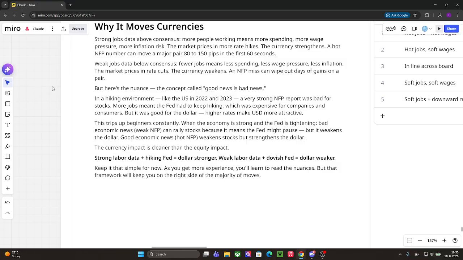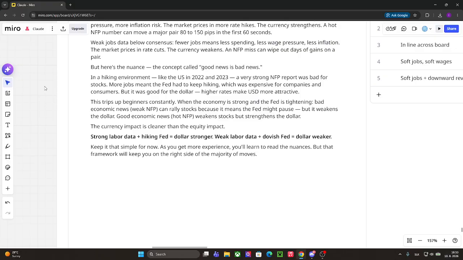When the economy is strong and the Fed is tightening, bad economic news like weak NFP can rally stocks because it means the Fed might pause, but it weakens the dollar. Good economic news, hot NFP, weakens stocks but strengthens the dollar. The currency impact is cleaner than the equity impact.